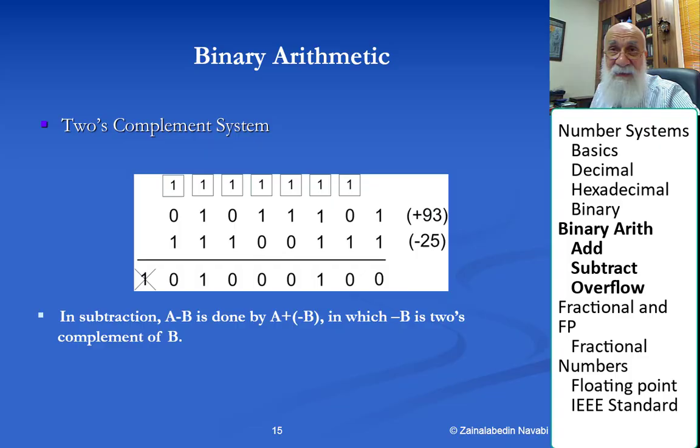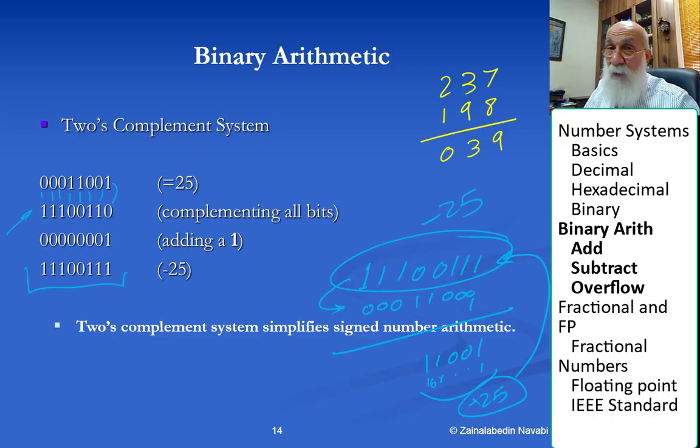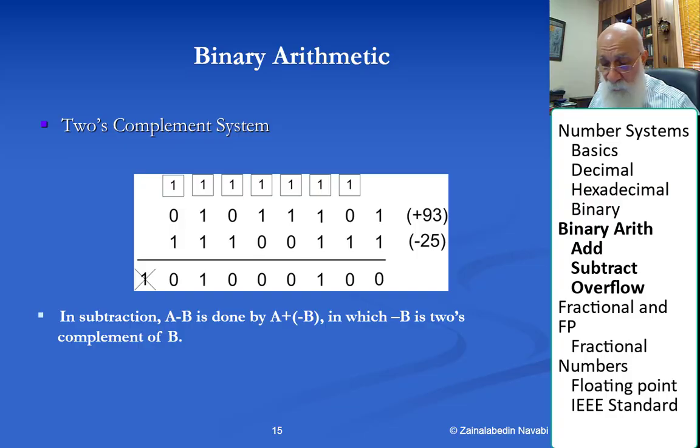Here I'm adding the number 93 to minus 25. Where do I get minus 25? Not by only complementing, not by only putting a 1, but by the procedure that I showed over here. So minus 25 in the 2's complement system is this: 1, 1, 1, 0, 0, 1, 1, 1. Now let's add these two numbers together using the add procedure.